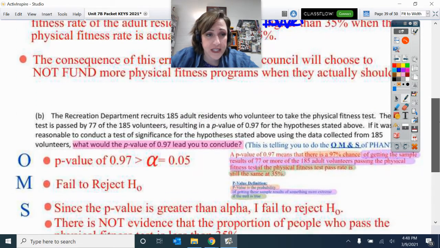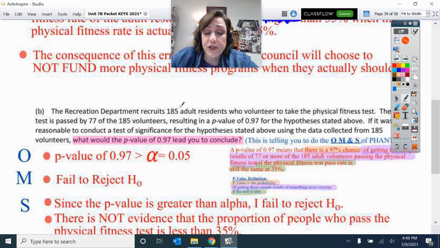All right, now this is interesting. Look here. The Recreation Department recruits 185 adults who volunteer to take this test. The test is passed by 77 of the 185 adults, resulting in a huge p-value, 0.97. Wow, for the hypothesis stated above. If it was reasonable to conduct a test of significance for the hypothesis stated, meaning that the conditions were met, using the data collected from the 185 volunteers, what would the p-value of 0.97 lead you to conclude?